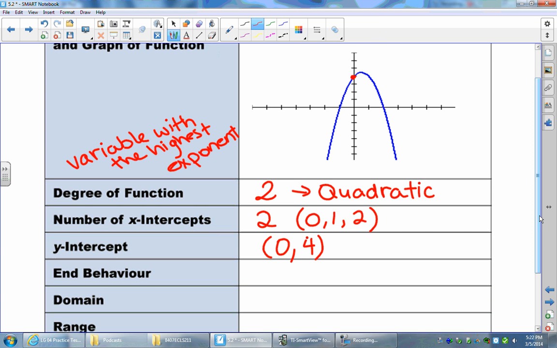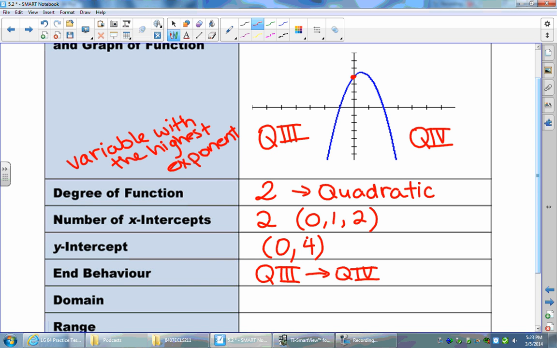Now the end behavior of our unhappy negative parabolas, we notice that our unhappy parabolas always start in quadrant 3 and they always end in quadrant 4. So this is the same for any negative parabolas. So our end behavior here would be a movement from quadrant 3 to quadrant 4.